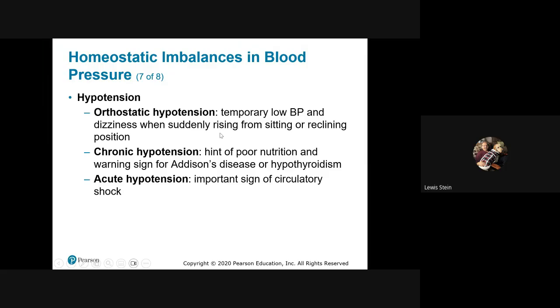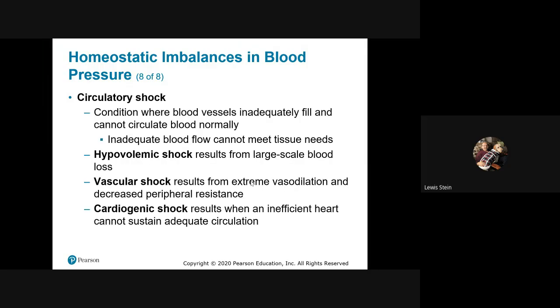And here's the orthostatic hypotension, chronic. I mean, these are other things that are dealable. Acute is an important sign of circulatory shock. It's when someone's never had it, and you'll know the difference. Now, circulatory shock would typically be internal bleeding or external bleeding. We're almost done with this part. So these are the different kinds of shock that are there.